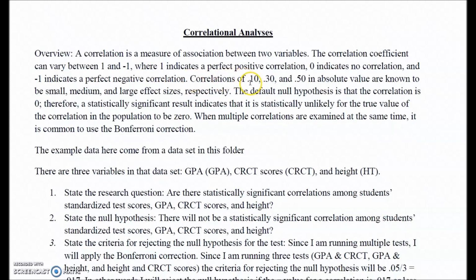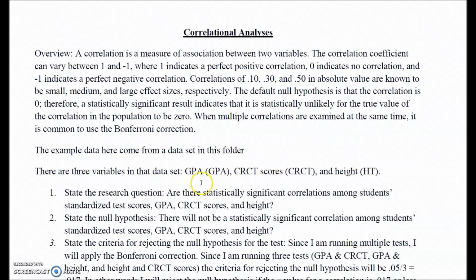If you look at the correlation values of 0.1, 0.3 and 0.5: 0.1 is small, 0.3 is medium, and 0.5 is large. So 0.5 to 1, or -0.5 to -1, are large correlations. The default null hypothesis for correlation is 0, which means that there is no statistical correlation in the population. Now, when you look at multiple correlations, that is what we are looking at here.